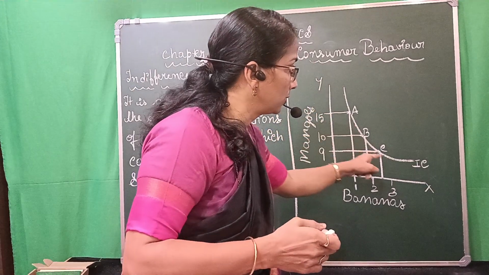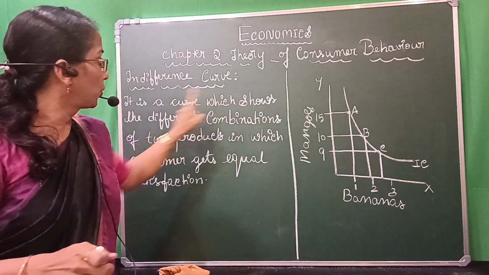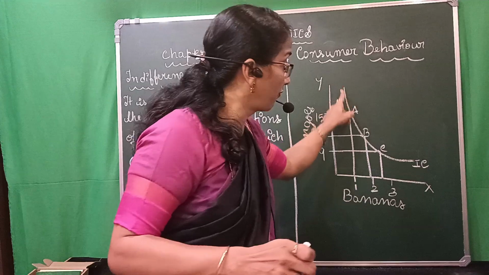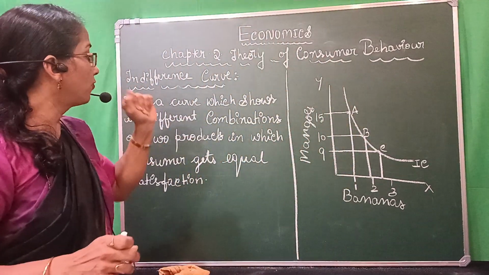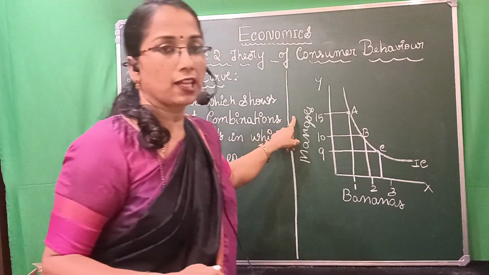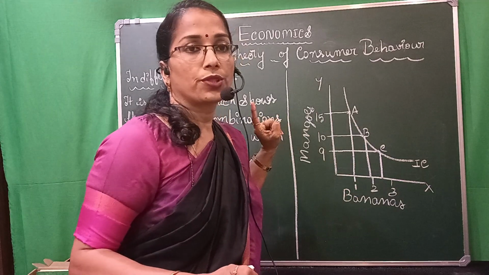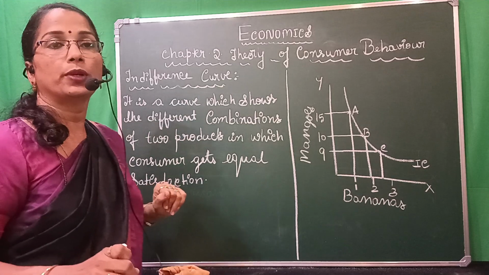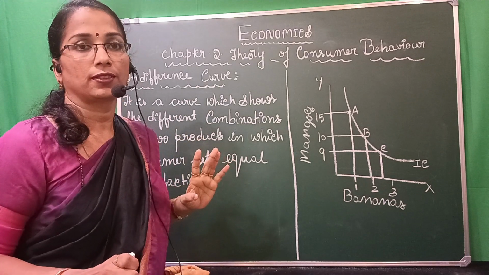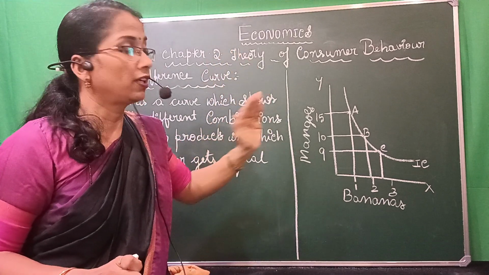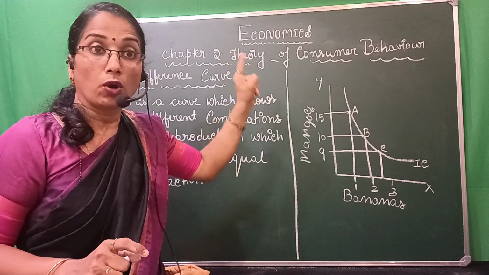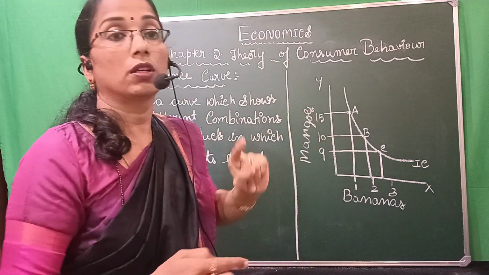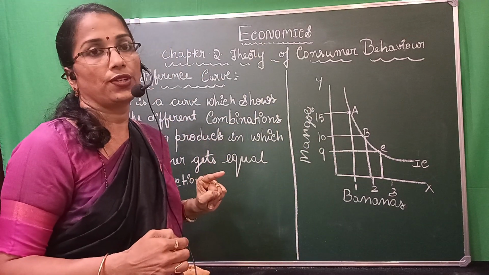It is a curve. What does it show? It shows different combinations. I have taken 3 combinations. Different combinations of what? Of 2 products. In our example, we have taken mangoes and bananas, in which the consumer gets equal satisfaction. So what is the shape of the indifference curve? It should be downward sloping from left to right, and it should be convex to the origin.